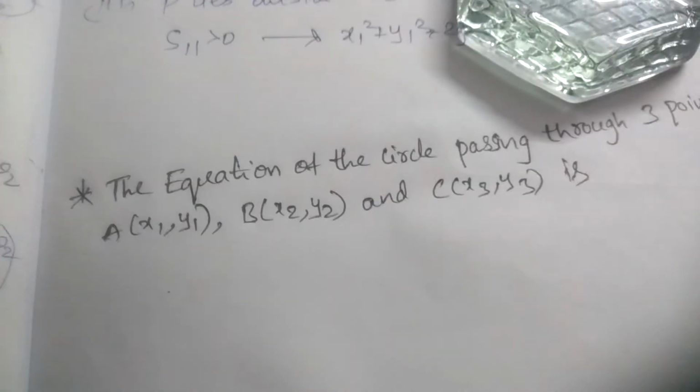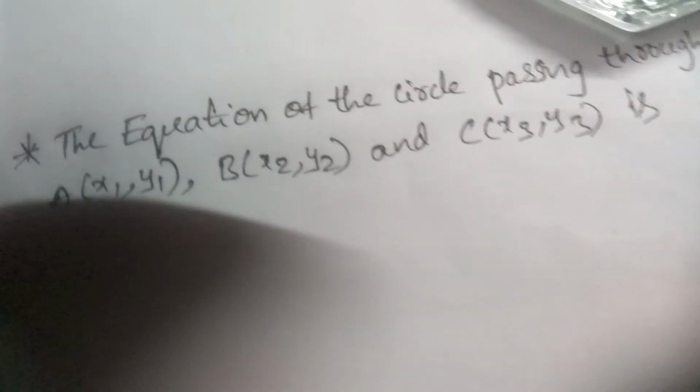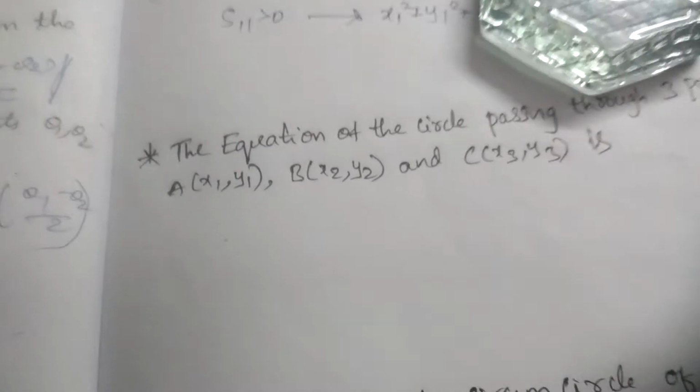Now the equation of the circle passing through 3 points A(x1, y1), B(x2, y2), and C(x3, y3). It shows that we have to use the determinants.